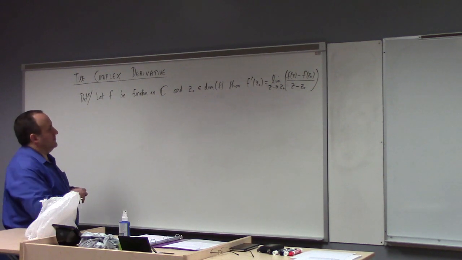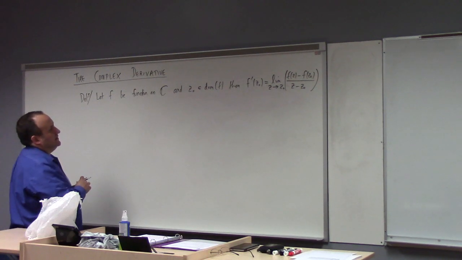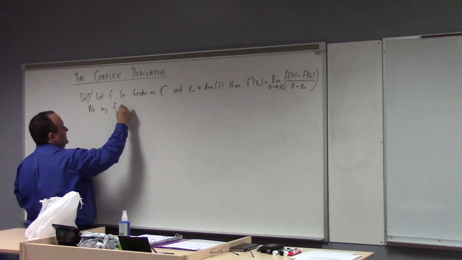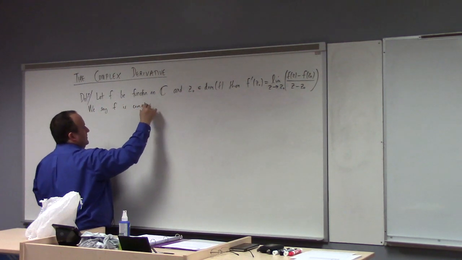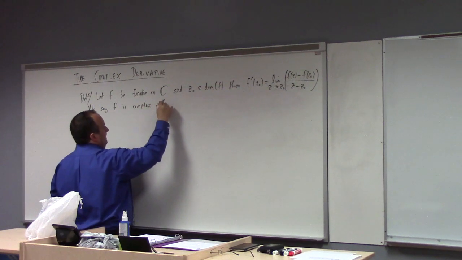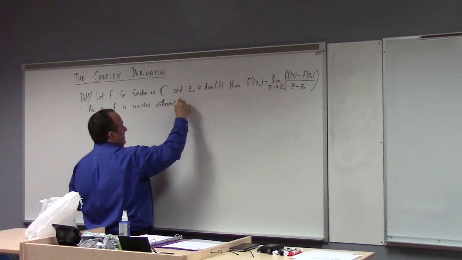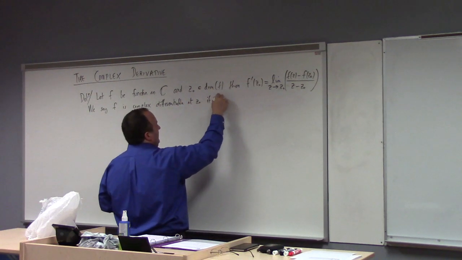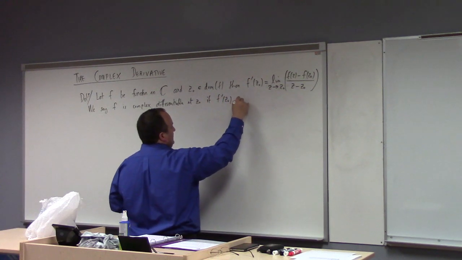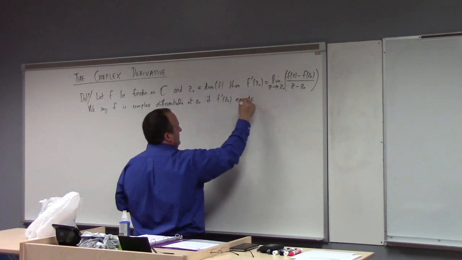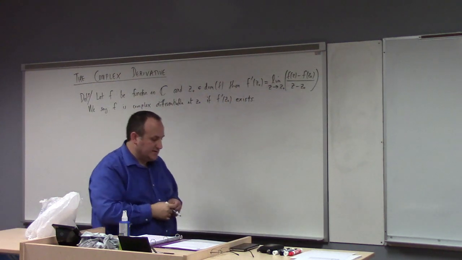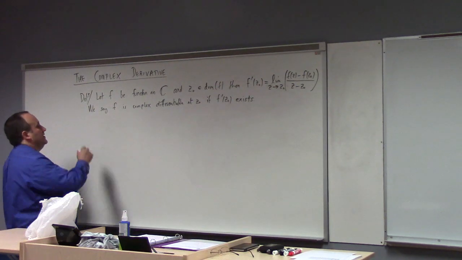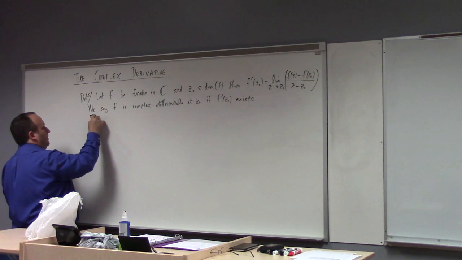And so if that's the case, we say f is complex differentiable at z naught if f prime of z naught exists, right? And by that I mean that the limit of that difference quotient exists, all right? And furthermore, I'm just going to throw this out here.